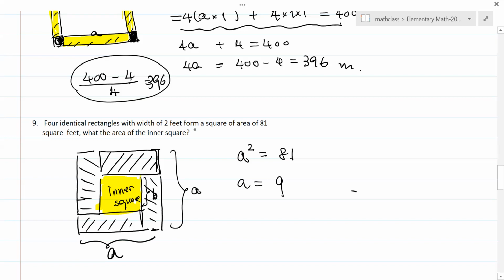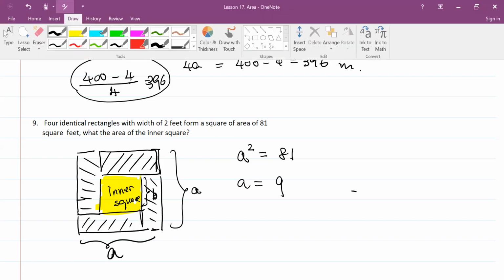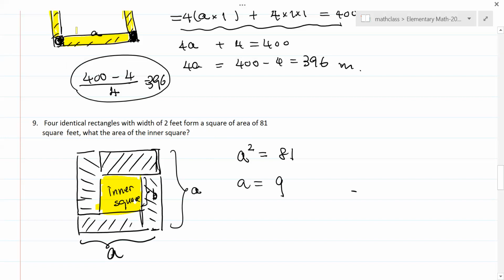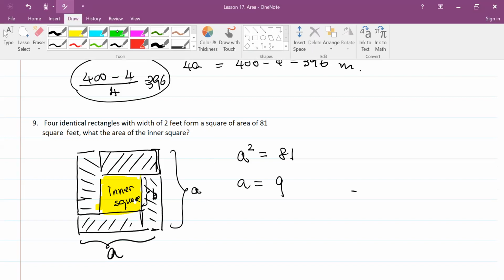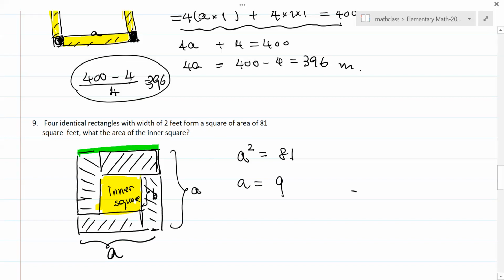So to form a square of area 81 does not mean the area of these 4 rectangles is 81. I'm talking about the square they form. The square that is formed has an area of 81. So the side length of the square is going to be 9. So this is the square we're talking about.